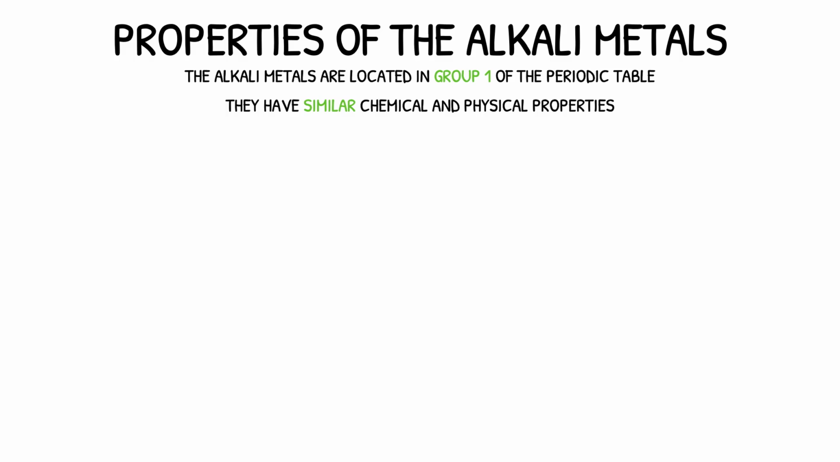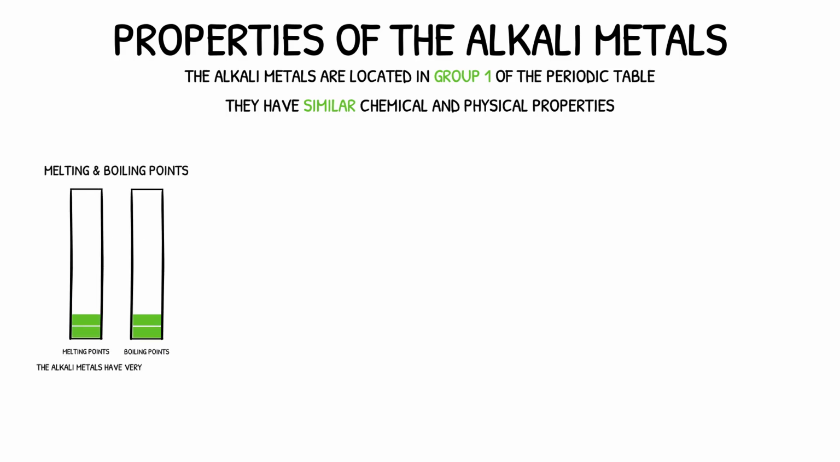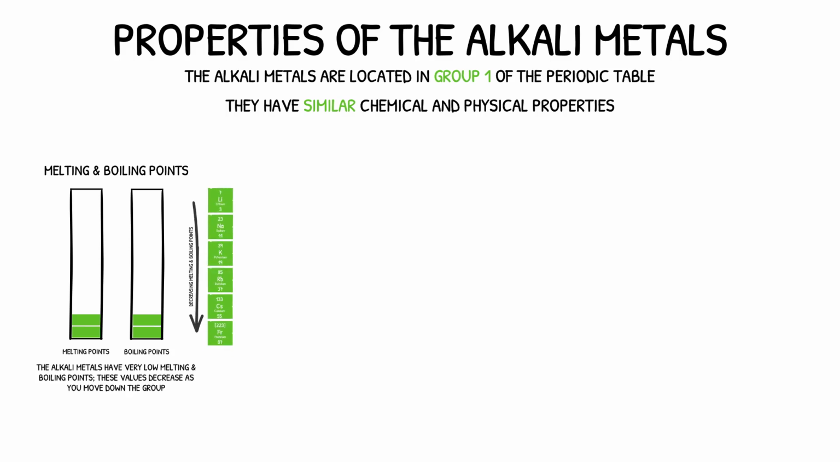To begin with, the alkali metals have very low melting and boiling points, and these values decrease as you move down the group. For example, lithium has a melting point of 180 degrees Celsius, and cesium has a melting point of just 28 degrees Celsius, in comparison to your typical metals which have much higher melting and boiling points, such as iron, which melts at 1540 degrees Celsius.